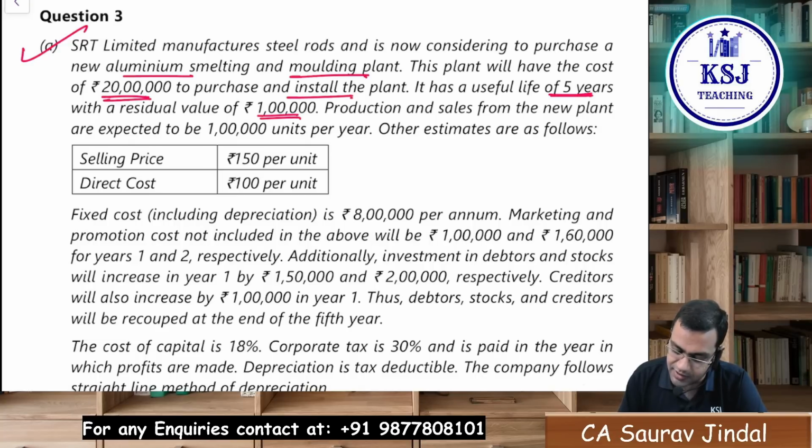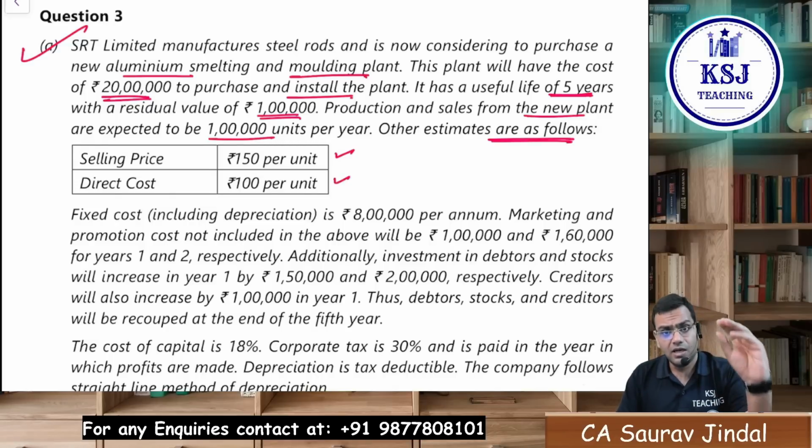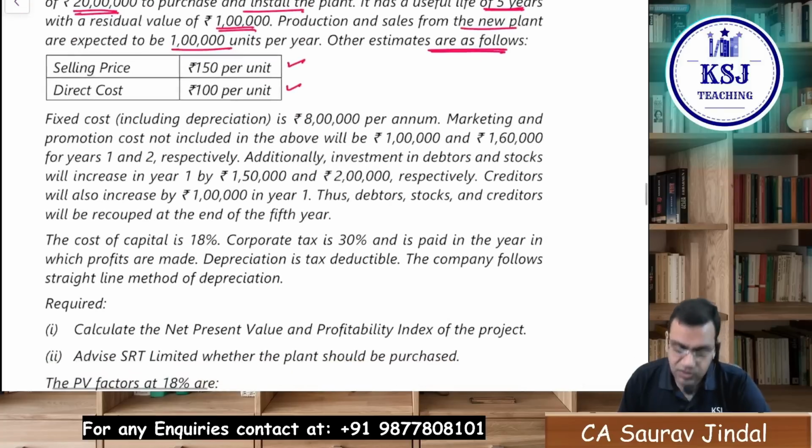The production and sales from the new plant are expected to be 1 lakh units per year. Other estimates are as follows. Selling price is given, direct cost is given. Now, sale units, selling price, direct cost. This is all for the statement of CFAT. Fixed cost, including depreciation, is 8 lakhs per annum.